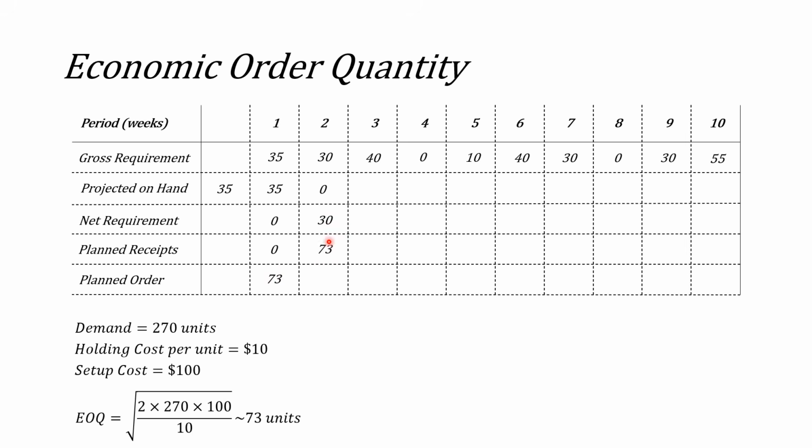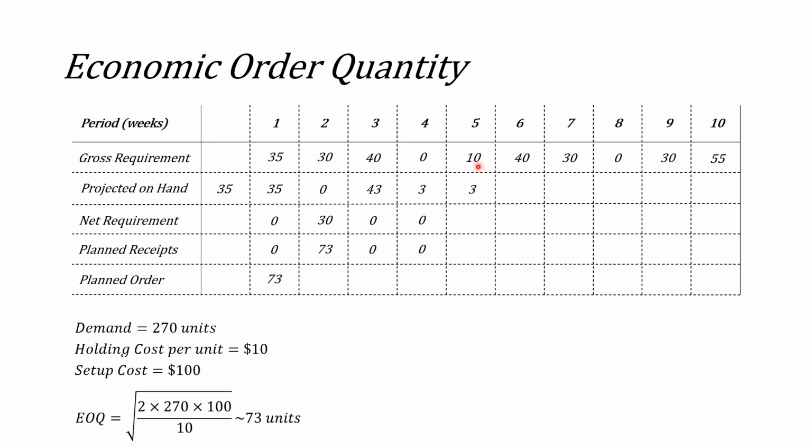So now that I have 73 units here, and I've only used 30, the remaining 43 units get carried forward to the next period. Now I have 43 units on hand. I have a requirement of 40 units, which means I have a net requirement of 0 because I have everything that is required. I don't need to place an order. I don't need to receive anything. The 3 extra units are going to carry forward to the next month. I have a gross requirement of 0, so I have no net requirements or planned receipts. That 3 units is going to carry forward to the next month as well.